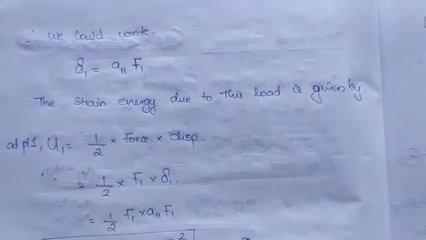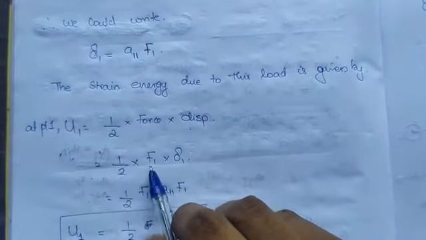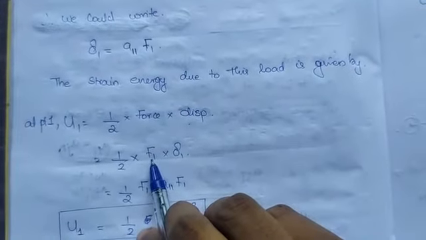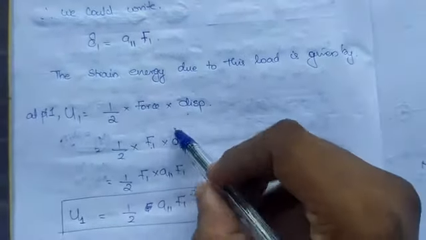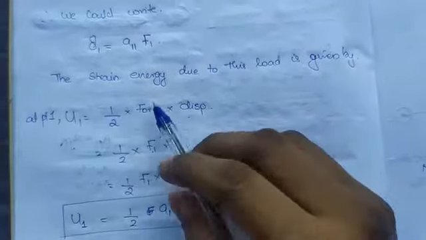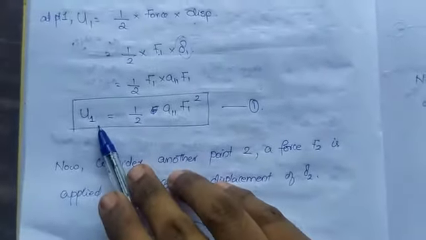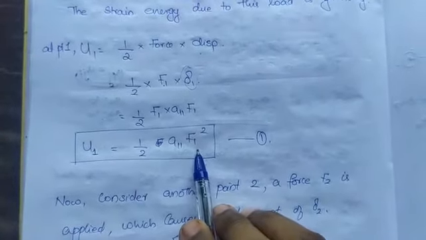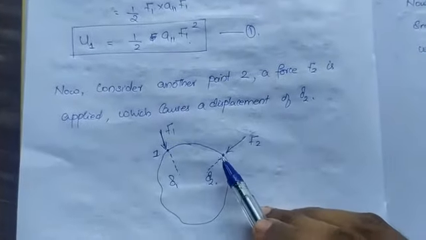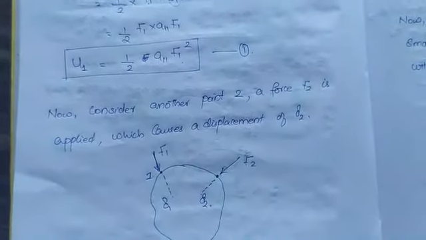Now the strain energy due to this load is given by half into force into displacement. U1 is equal to 1 by 2 into force F1 into delta 1, the displacement. So instead of this displacement we will write A11 F1. So U1 is 1 by 2 A11 F1 square. Clear? Now we consider another force at point 2 whose magnitude is F2.